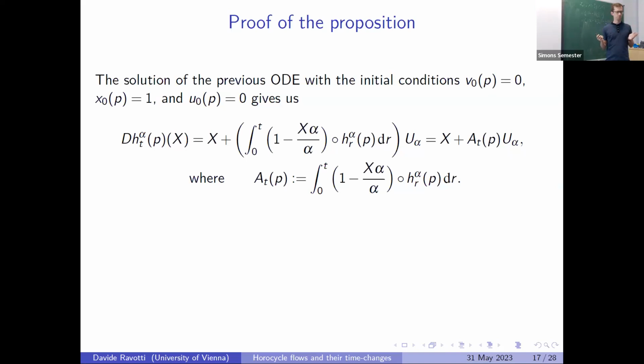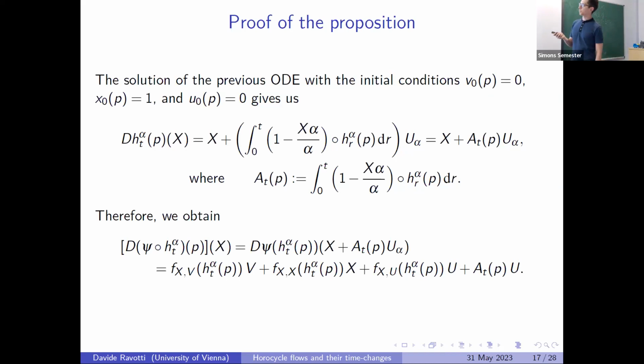Okay, so this was the push forward of X with the time change horocycle flow, and now I have to push it again with the differential of psi. And we remember that the differential of psi was sending U alpha into U and X into a linear combination of the other guys. So the left-hand side of the equation is going to be the differential of psi at the point h alpha t applied to this expression that we found. So the differential of psi applied to X would be a linear combination of V, X, and U with some coefficients that I don't know, but again, remember they are uniformly bounded. And then the push forward of U alpha with psi is the isomorphism, so it's going to be U.